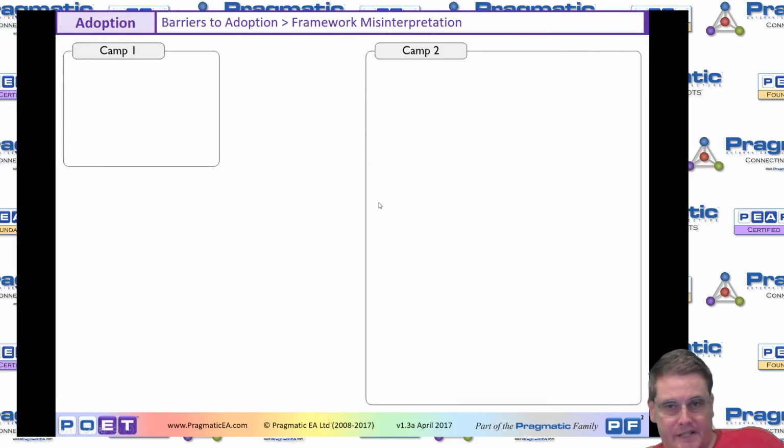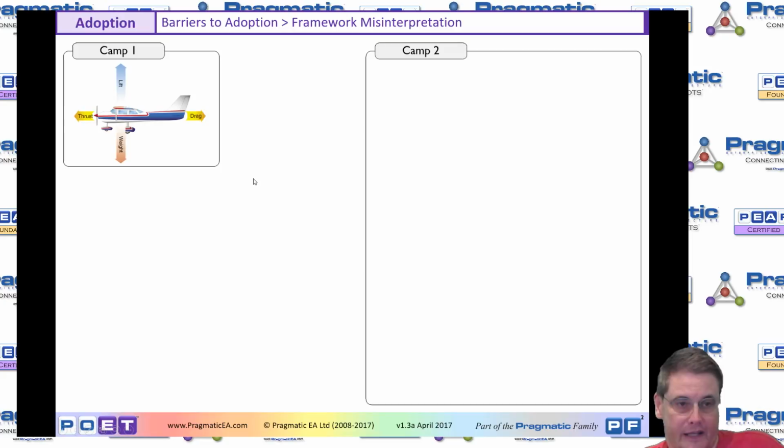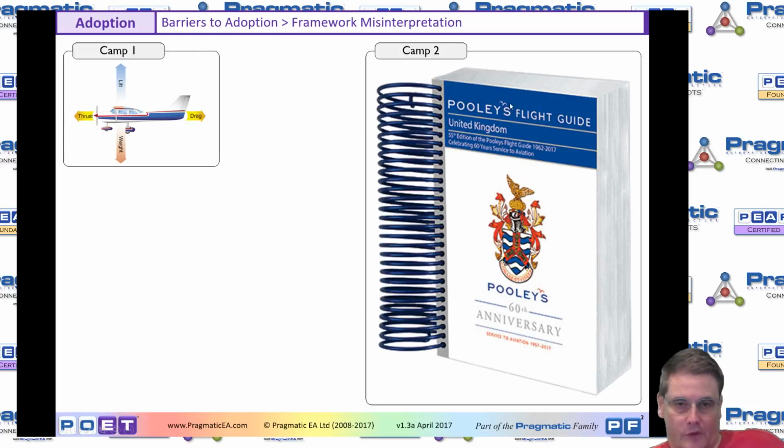Another one is framework misinterpretation. So there's two camps here. In the one camp, and we're just using the analogy of flying here, learning how to fly, one camp thinks that what we are providing is so high level and so simple, it's of no use whatsoever. So if you're learning to fly, they think we're going to say, oh, well, you know, there's weight and there's lift and there's thrust and there's drag, that's it, which is not correct. The other camp thinks that we're providing everything, and those people in those camps will say, oh, it's far too detailed and complicated. That's not the case either.